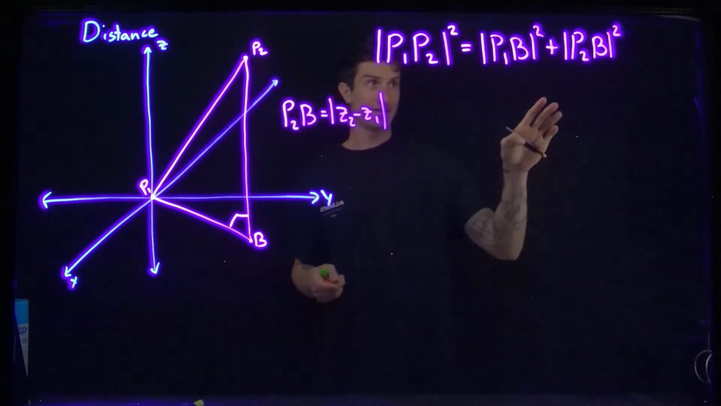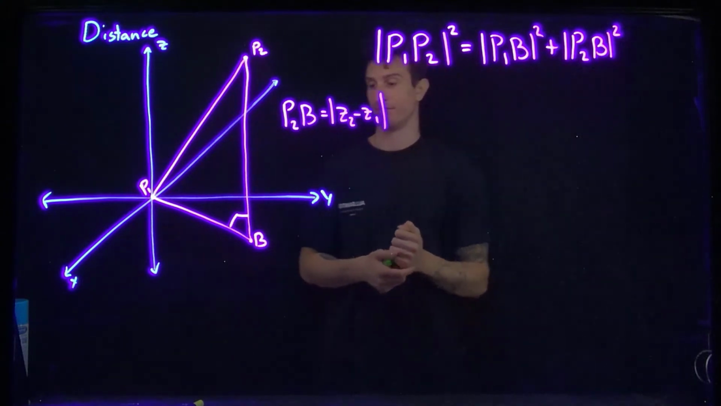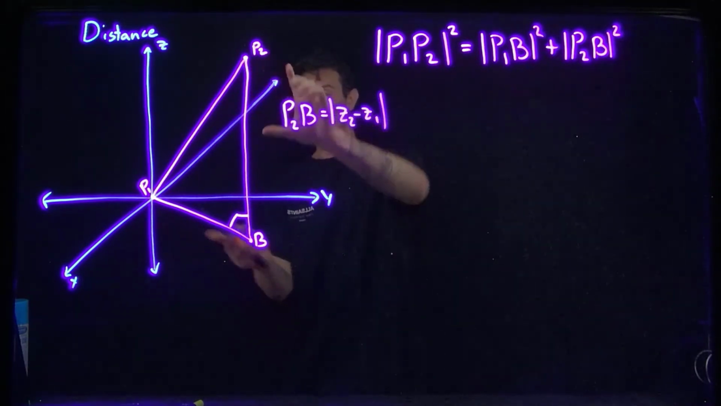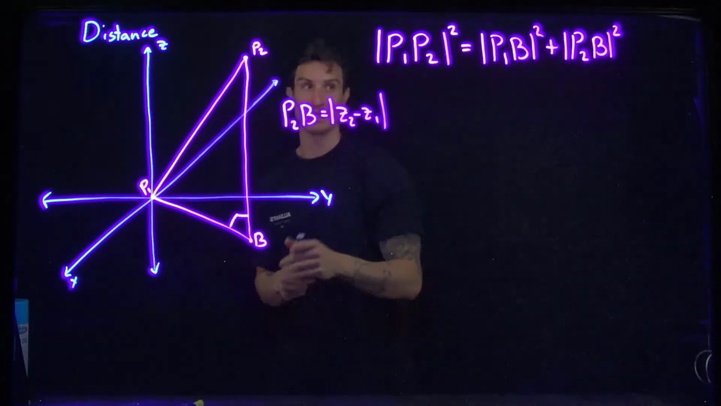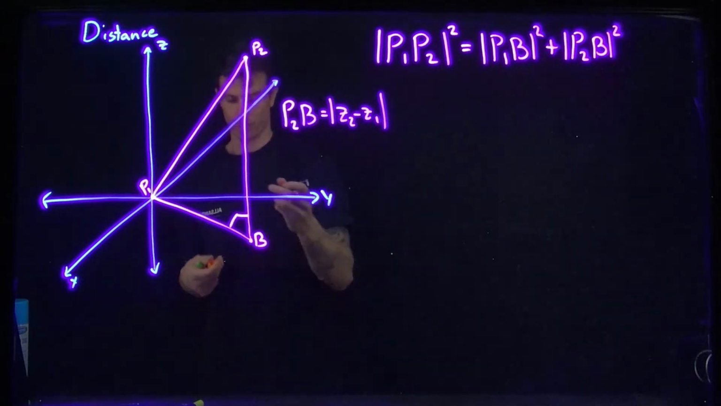Right, so that part is taken care of. P1 and B, though, I don't know what that is. But again, what I'm going to do here is create another triangle. I have one triangle here that helped me find the Z value. That's going to help me with this piece, the difference between the Z's. But for P1 and B, I'm going to create another triangle.